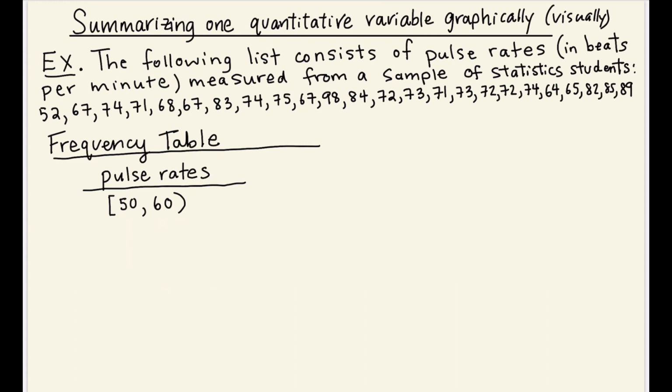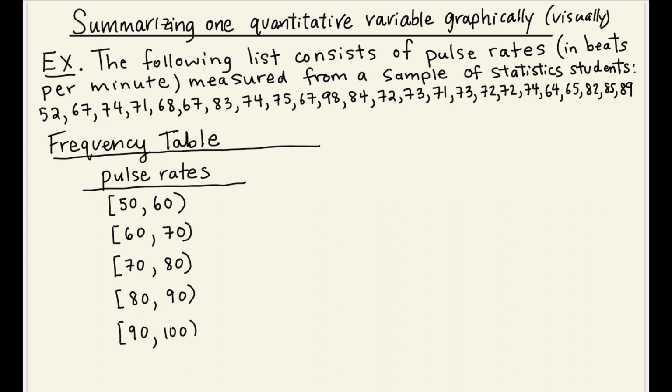The second class I'm going to use is 60 to 70. This includes 60 but not 70. Naturally, we have 70 to 80, not including 80. 80 to 90. 90 to 100. I'm going to stop there, but if I have some pulses greater than 100, I can add those later.